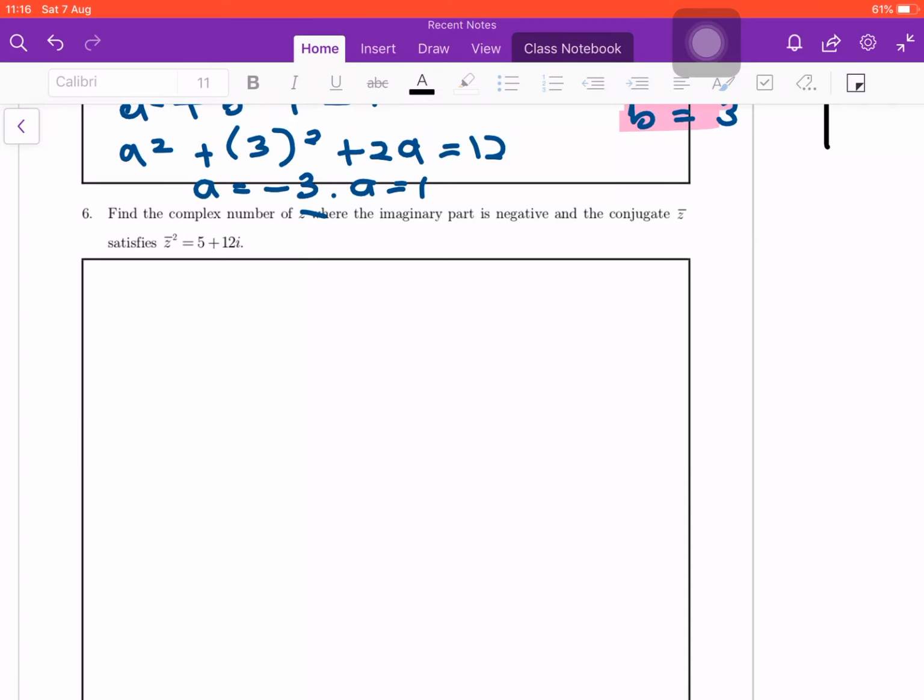Okay, so now, apa kita nak buat ni? Sama sahaja macam soalan nombor 5. Of course, kita kena guna general form. Kita kena let, kita punya conjugate of Z.